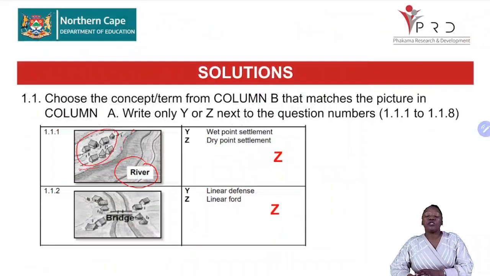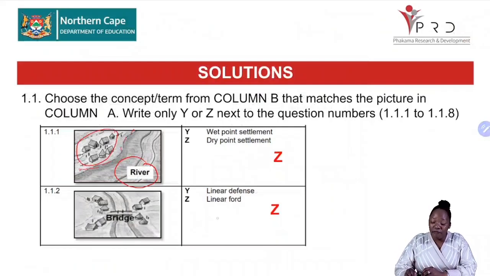Then your 1.1.2, we are looking there, the key, there is a bridge with the houses on either side. So your Y, which is your linear defense, you need to understand from today that defense is supposed to be round.